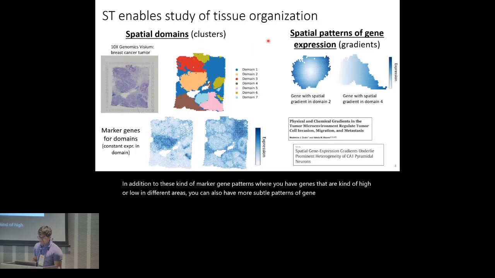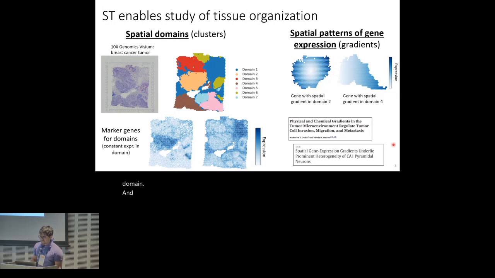Oftentimes you'll also have genes that exhibit what are called gradients of expression. They continually vary across space. For example, you can have genes with radial gradients that are low in the center and high in the outside of a domain, or you can have genes with other patterns. For example, this gene varies from left to right in this domain. Understanding the spatial gradients of gene expression is really important for understanding many biological processes. For example, in the tumor microenvironment, this microenvironment can be regulated by certain gradients. And in the brain, cell type heterogeneity is determined by these spatial gradients.